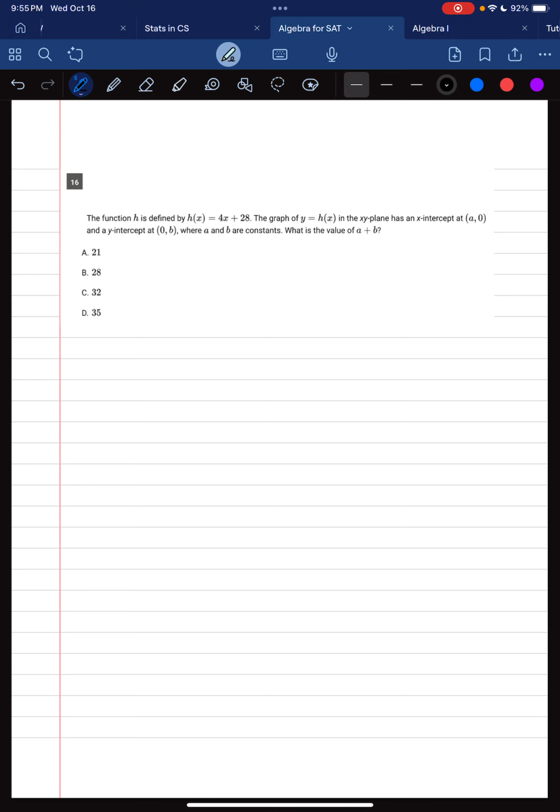This question says the function h is defined by h of x equals 4x plus 28. The graph of y equals h of x in the xy plane has an x-intercept at (a, 0) and y-intercept at (0, b), where a and b are constants. What is the value of a plus b? To find the value of a plus b, we just need to find the x and y-intercepts. Remember that the x-intercept is the x value when y is equal to 0, and the y-intercept is the y value when x is equal to 0.